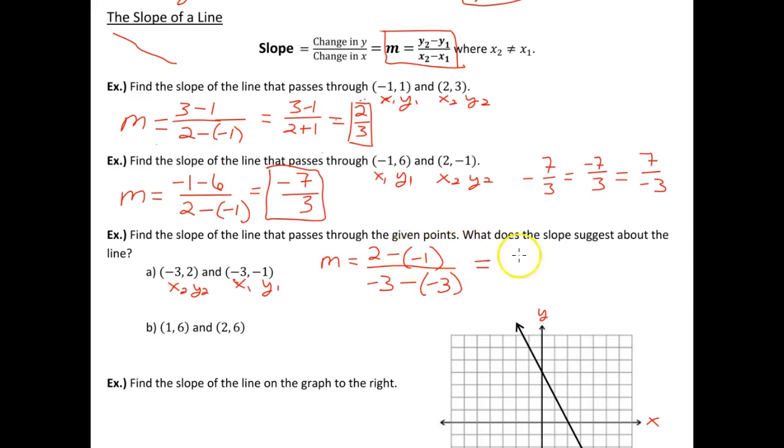So 2 minus a negative 1 is the same thing as 2 plus 1. And negative 3 minus a negative 3, again subtracting a negative, becomes plus 3. 2 plus 1 is 3. And negative 3 plus 3 is 0. Well, what did I say about that? I said we can't divide by 0. So this is undefined. The slope is called undefined.